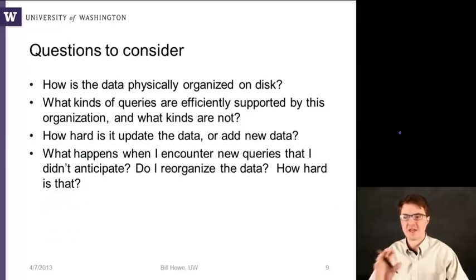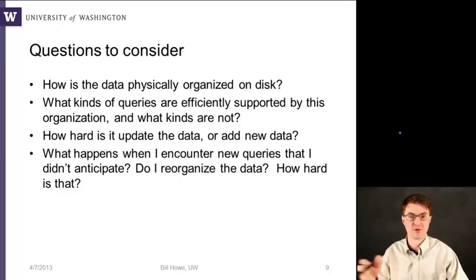All right, and so in general, when you're looking at these different systems and thinking about the data storage layer, which is where we're starting here in this conversation about data science, in this course about data science, the question is how is the data physically organized on disk? What kinds of queries, what kinds of operations are going to be efficiently supported by some particular organization, and what kinds are not? So one immediate question, and this third bullet leads to it: is it hard to update the data or add new data? That's one quick way to split all the different operations you can do on the data.